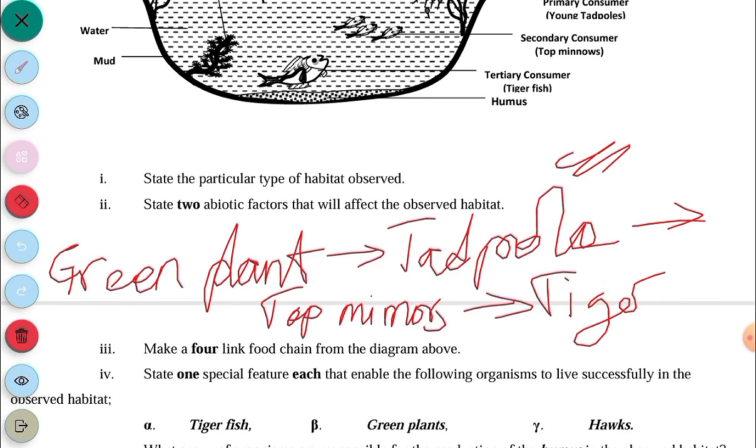Name one special feature that enables the following organisms to live successfully in the observed habitat. So tigerfish. The tigerfish has sharp teeth for catching the prey. Then the next one is the green plant. The green plant has chlorophyll to make its own food. Then hawk. The hawk has sharp eyesight for hunting or spotting its prey.